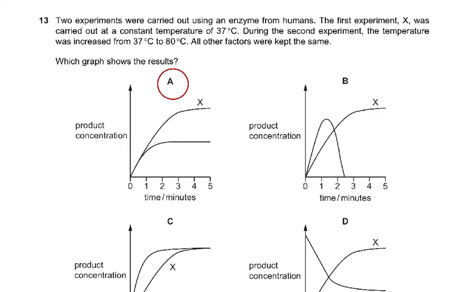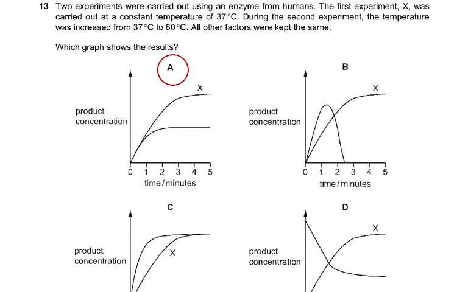Two experiments were carried out using an enzyme from humans. The first experiment, X, was carried out at a constant temperature of 37 degrees Celsius. During the second experiment, the temperature was increased from 37 to 80. All other factors were kept the same. Which graph shows the results?